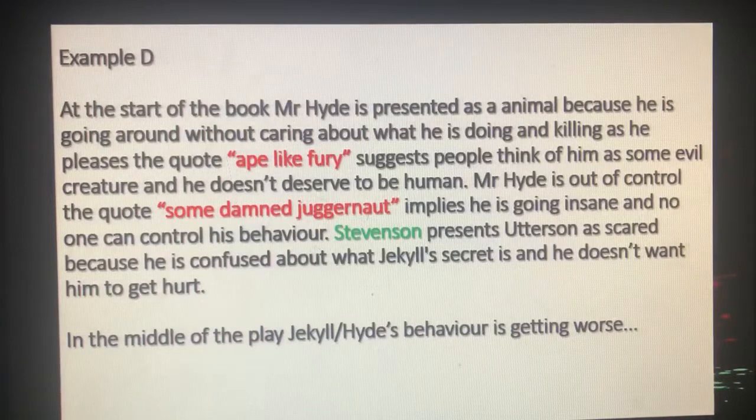Lastly, example D. Now this is the weakest of the three. It uses only two short quotes, clearly doesn't link to the reader, and doesn't really explain those quotes in any detail at all. So how would we improve this one? Well, certainly this candidate needs to go away and learn more quotes and get to know the book a little bit better.